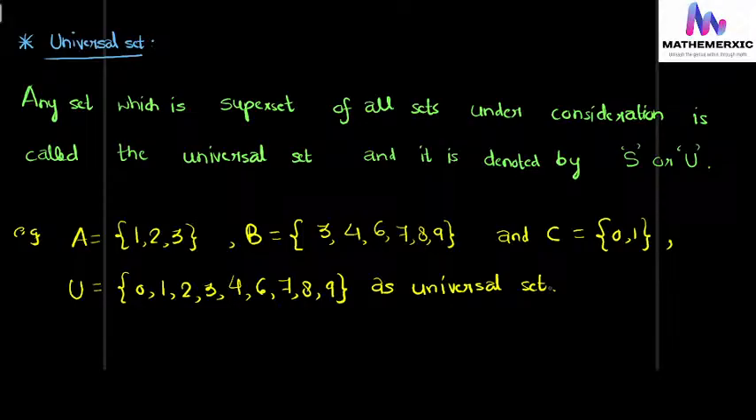Right now in this discussion I can say that A is a set of 3 elements, B is a set of 6 elements, and C is a set of 2 elements. So the universal set here consists of 10 elements, which contains all the elements, or you can say it is a superset containing all of the three subsets, that is A, B and C.